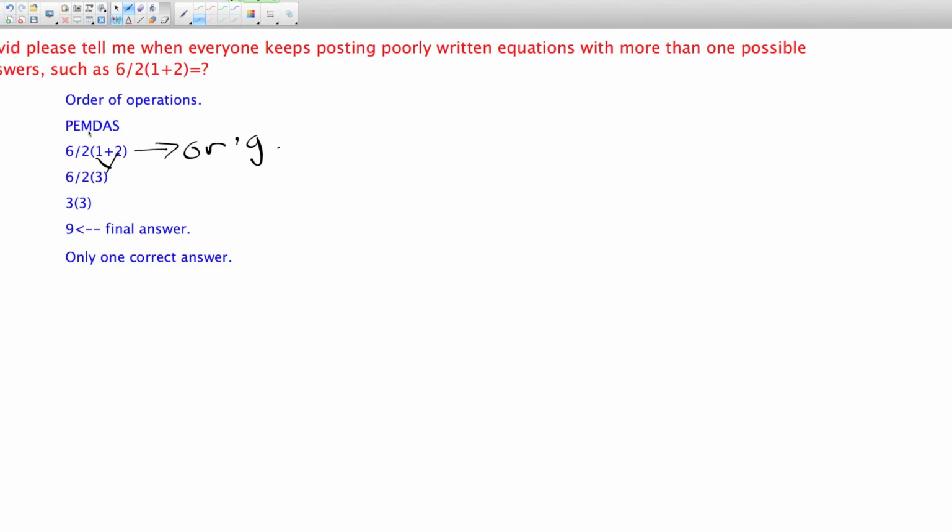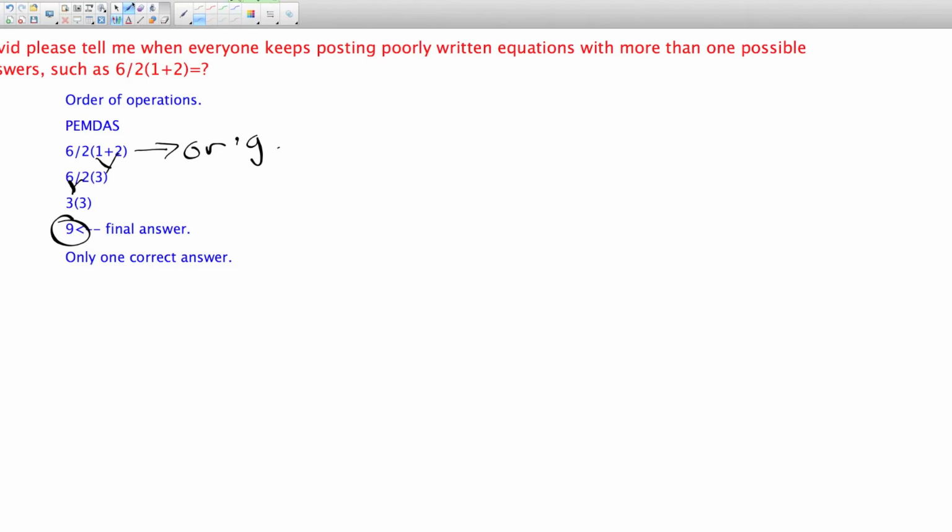Then the next step would be to do all multiplication and division from left to right. What shows up first in this problem is division, 6 divided by 2, and 6 divided by 2 gives us the 3 on the left-hand side. I bring the other 3 down, and then finally 3 times 3 is 9. This is the final answer. And I also told him that there is only one correct solution, and that solution is 9.